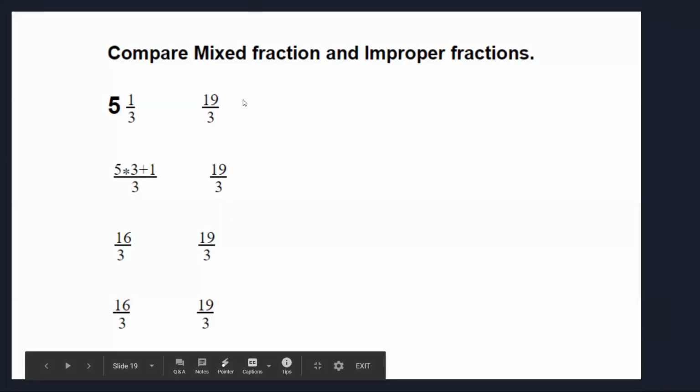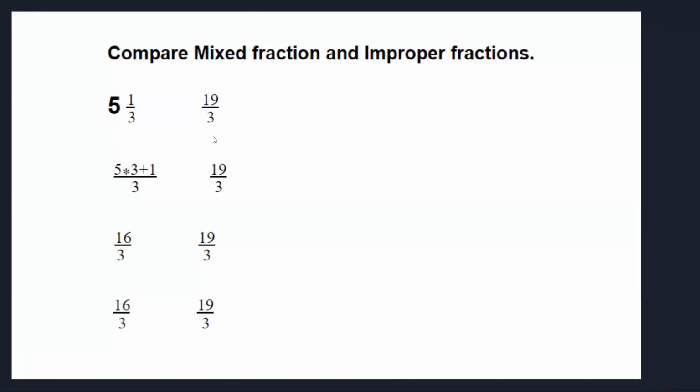Now, compare a mixed fraction and an improper fraction. One fraction is a mixed fraction and the other one is an improper fraction. One is 5 1 by 3, and the next one is 19 upon 3. So we will convert this fraction into an improper fraction. 5 into 3 plus 1 upon 3 is equal to 16 upon 3. And the right side is 19 upon 3. Both are like fractions because both have the denominator 3.